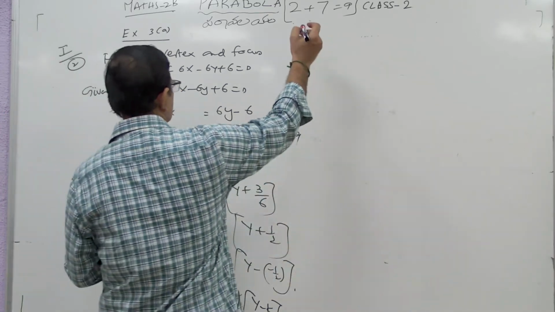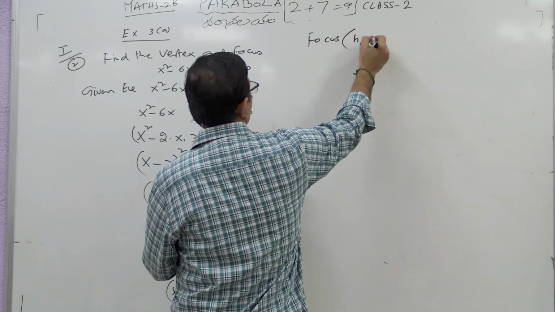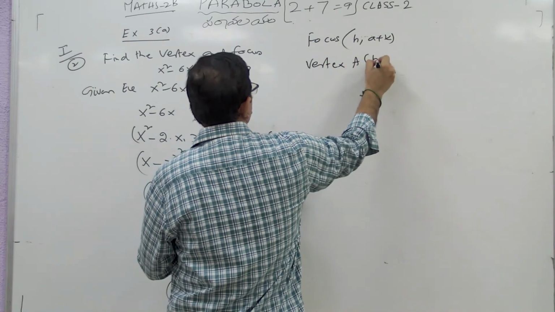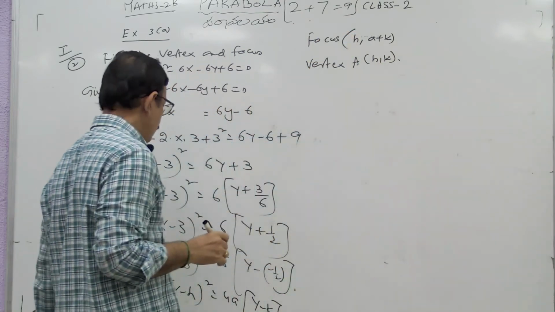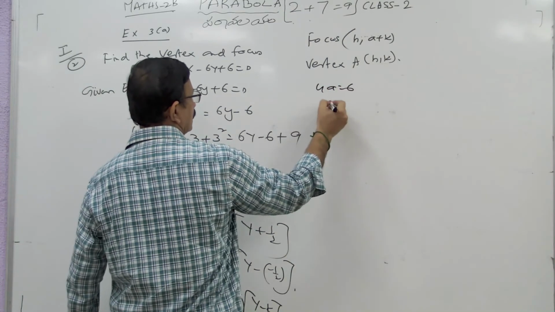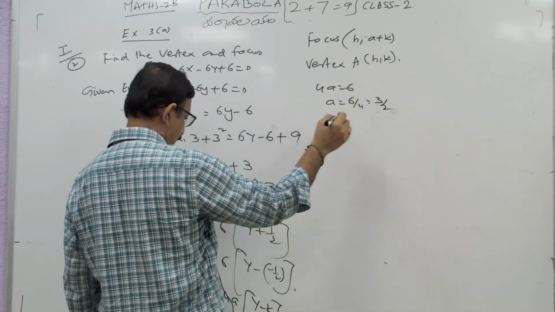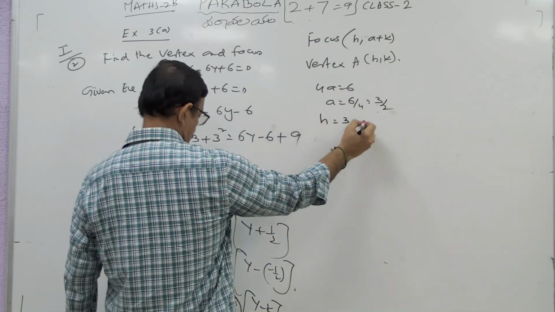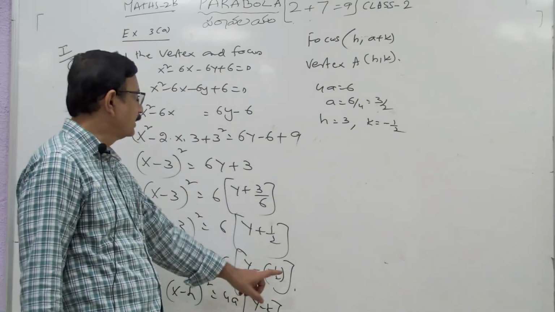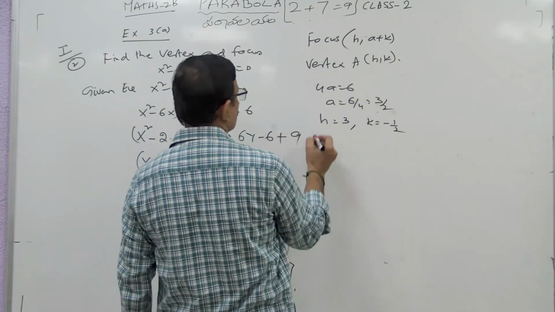This one we want focus. So what is the formula for focus? It is (h, a + k), and vertex is (h, k). So therefore, if you compare these two, 4a is equal to 6. a is equal to 6 by 4, this is 3 by 2. This is the value of a, and h is equal to 3. k is equal to minus 1 by 2. Therefore, substitute all these points here.